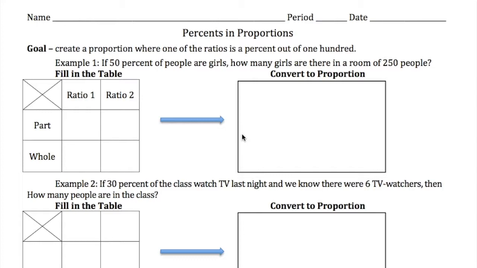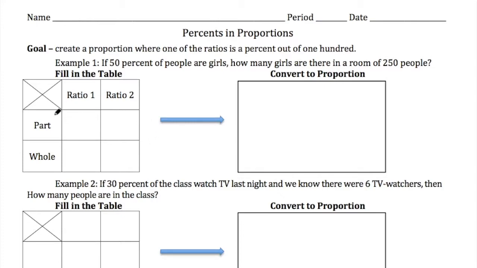And this first example, I get it. You can mentally solve this problem. You've already solved it mentally and you moved on. I intentionally made the problem easy so that you could intuitively follow along, but we're going to show you how to set it up so that when the problem gets harder, you'll be prepared for that as well. If 50% of people are girls, how many girls are there in a room of 250 people?